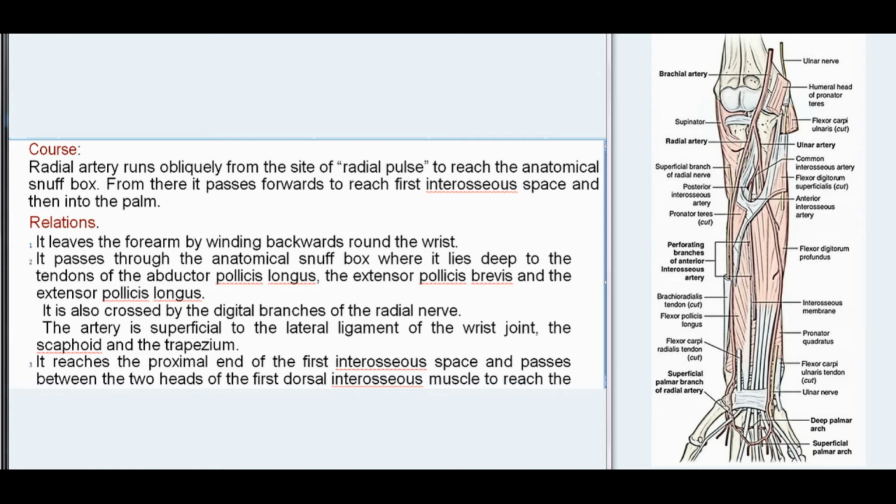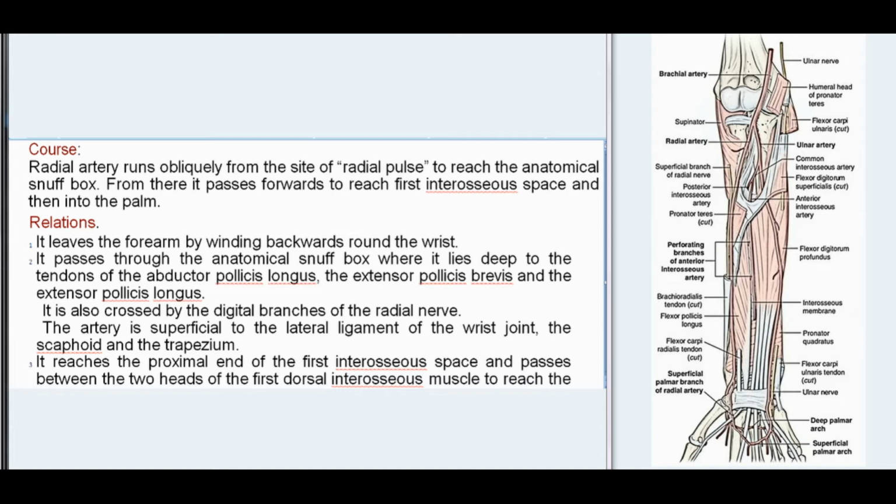From there it passes forwards to reach the first interosseous space and then into the palm. Relations. 1. It leaves the forearm by winding backwards round the wrist. 2. It passes through the anatomical snuff box where it lies deep to the tendons of the abductor pollicis longus, the extensor pollicis brevis and the extensor pollicis longus. It is also crossed by the digital branches of the radial nerve.